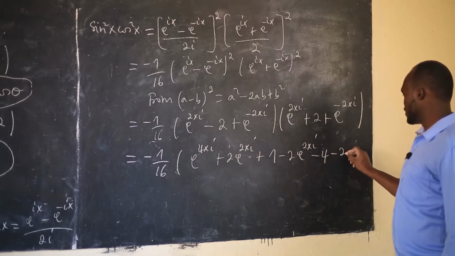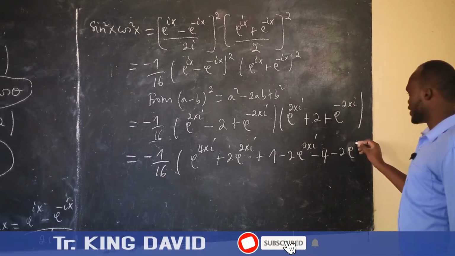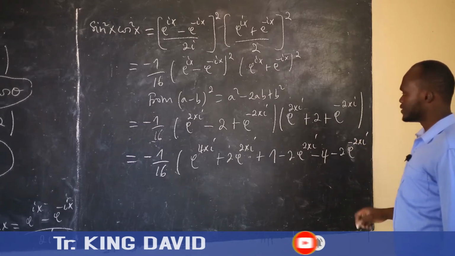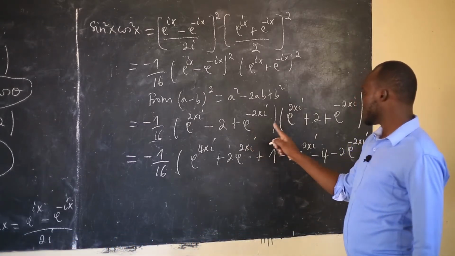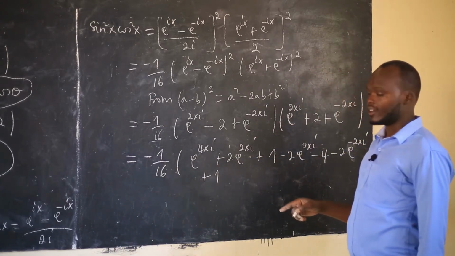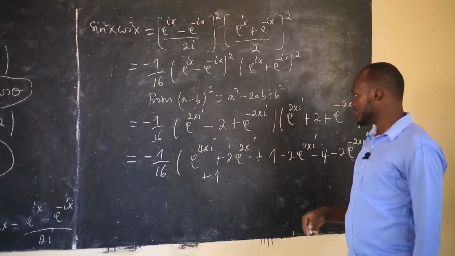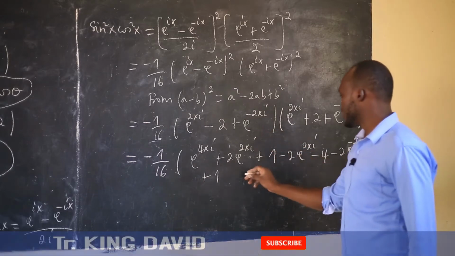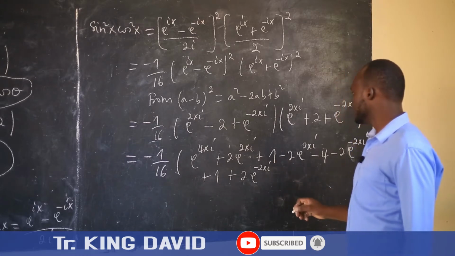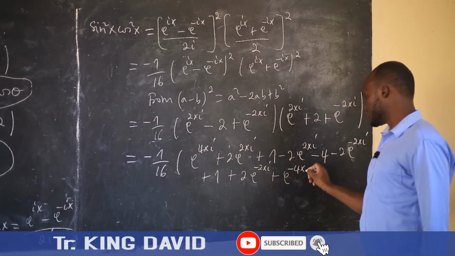minus 2 e power negative 2xi. I'm going to this one. This one times that is 1, because we add the powers. It is the same exponent. We add the powers, we get 0. E power 0 is 1, plus 2 e power negative 2xi, then plus e power negative 4xi.